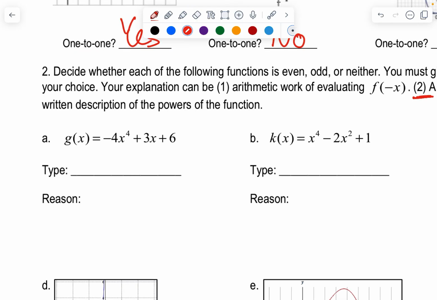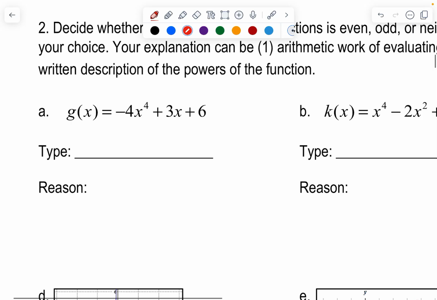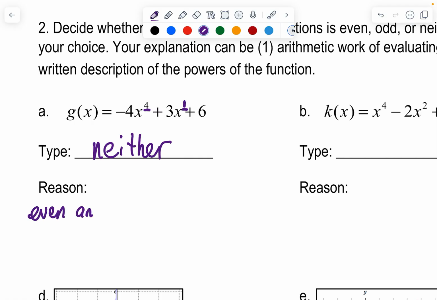So as I go through and do these problems, this first one here, look, I have 4, and then I have just an x here, which remember, that exponent is 1. So take a look. With 4 and 1, 4 is an even number, 1 is an odd number. I have a mixture. So this reason is going to be neither. And my reason, I can just say I have even and odd exponents.